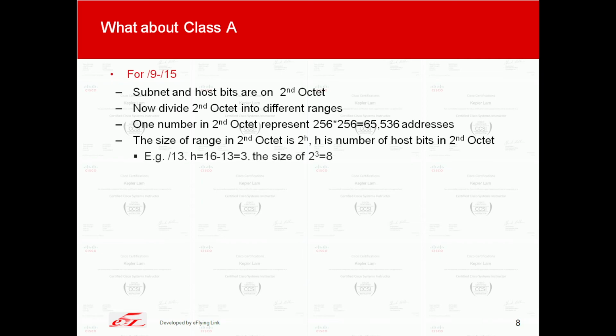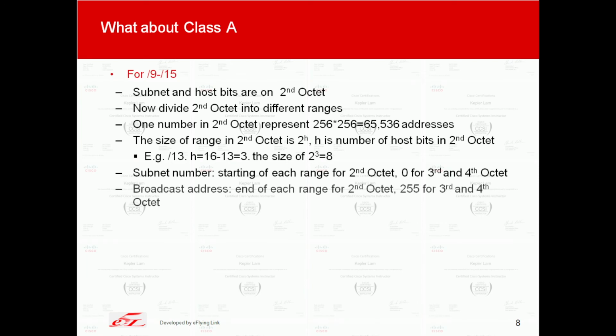For example, for /13, how many host bits are there? You should use 16 minus 13. That means you have 3 bits. So the size will be 2 to the power 3, that is h. That means right now you divide the second octet into different ranges with the size of x. Once you get the range size, the subnet numbers of the second octet will be the starting number of each range. That is once again a multiple of the size. And then for the third and the fourth octets, it will always be 0.